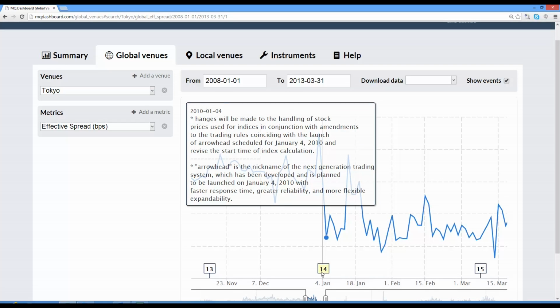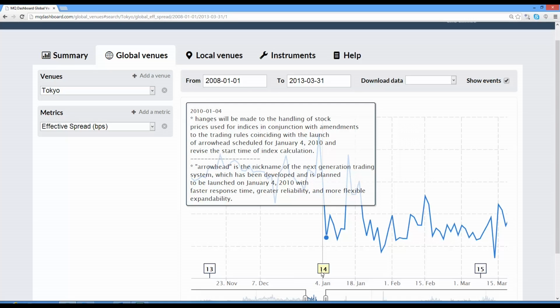When I tick on this event box, up comes a description of the market design changes occurring at that time. What it shows is that the Arrowhead trading system went live on January 4, 2010. The introduction of the Arrowhead trading system had quite an obvious impact on the transactions cost in the marketplace because effective spreads visibly dropped from around 22 basis points before the introduction to approximately 18 basis points in the immediate aftermath, a change of around 18%.